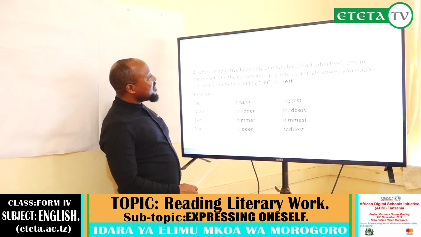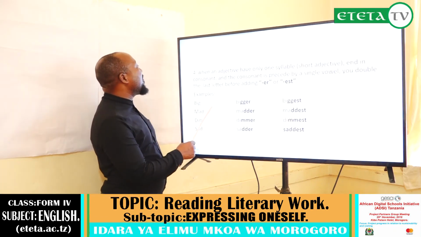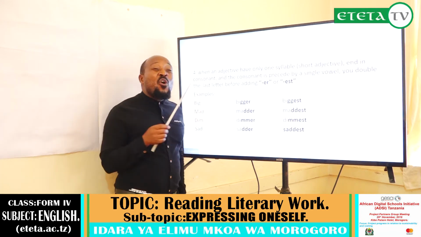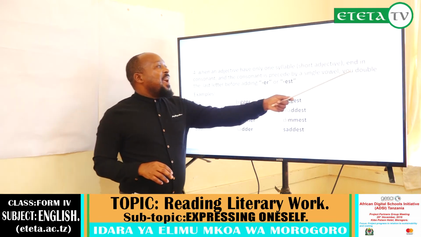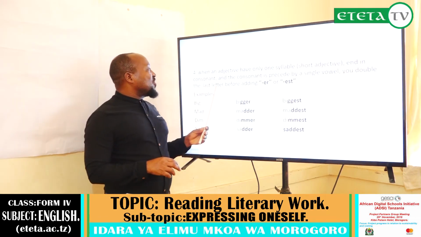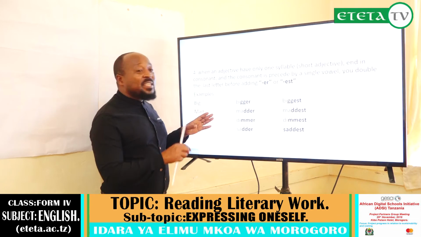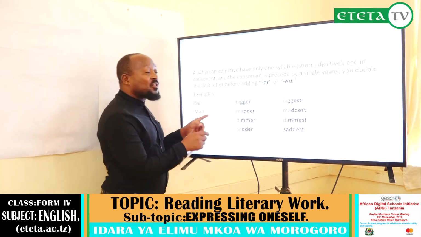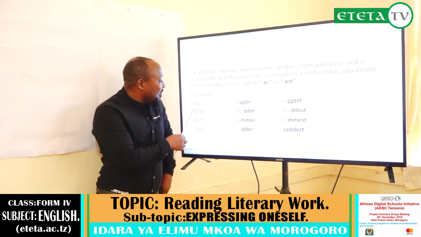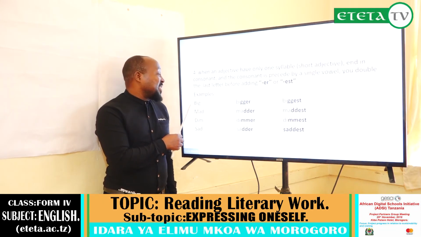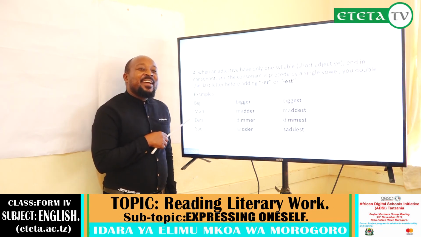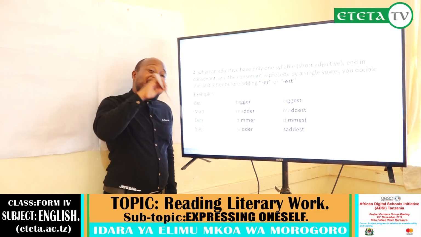And now another thing here which is very important. When adjectives have only one syllable and end in a consonant, maybe I should go directly to the example. You see this word here, big. It's a short, single-syllable word. It ends in a consonant G, and behind G there is a vowel.